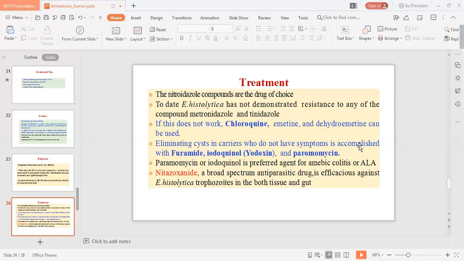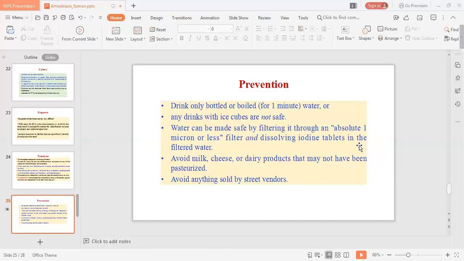Nitazoxanide can also be used because it's a broad spectrum antiparasitic drug, so it has efficacy against Entamoeba histolytica trophozoites, both those present in the tissue as well as in the gut. So you can use this particular compound, a broad spectrum antiparasitic drug.